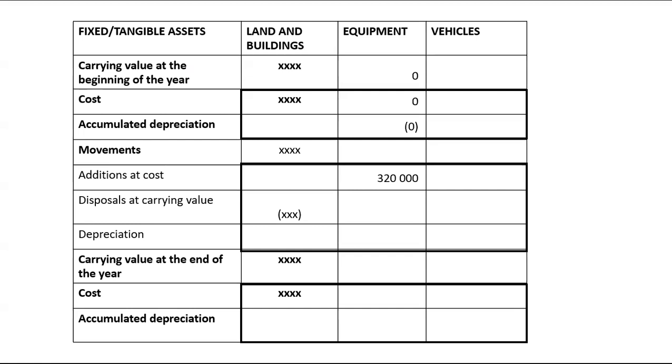As I've said, disposals must be at carrying value. Disposals is when you get rid of the asset, when you sell the asset, which is what we haven't done so far. If you were to calculate disposals at carrying value, you will take the cost price of the asset minus its accumulated depreciation, and you will put it in brackets.